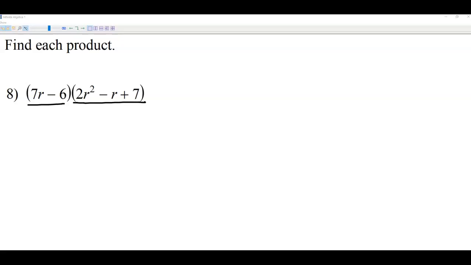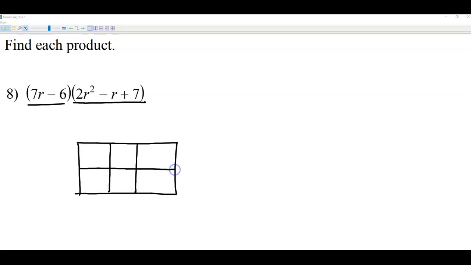So when you multiply polynomials, we're going to use the box method. Since I have a trinomial, we're going to need our box to be 3 spaces long. And since I have a binomial, it'll need to be 2 high. So we'll have a 3 by 2 box. So we'll put the binomial on the side here, and we'll put the trinomial along the top. And what we're going to do is multiply to fill in our box.